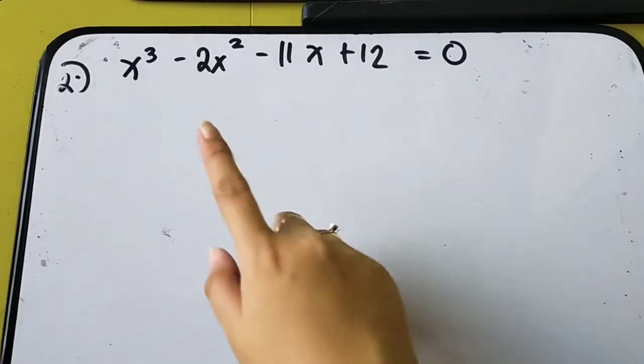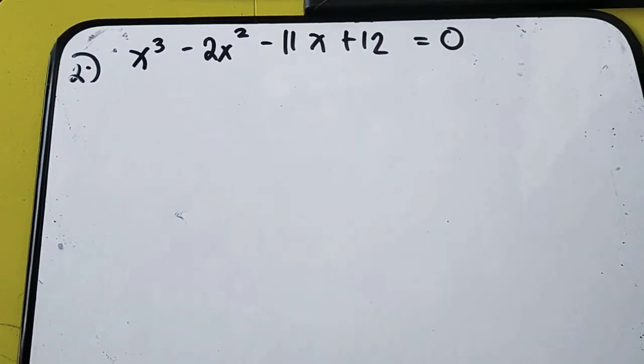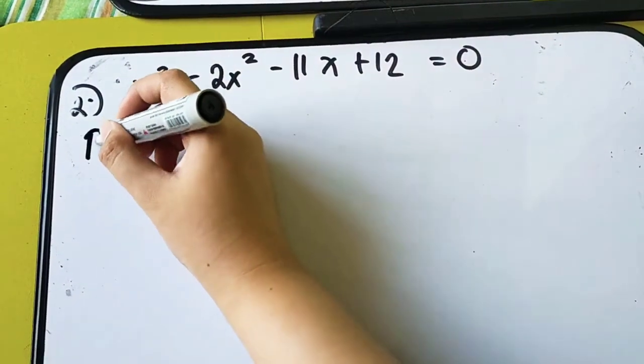So, number 2. x cubed minus 2x squared minus 11x plus 12 equals 0. First, let us find the possible rational roots.